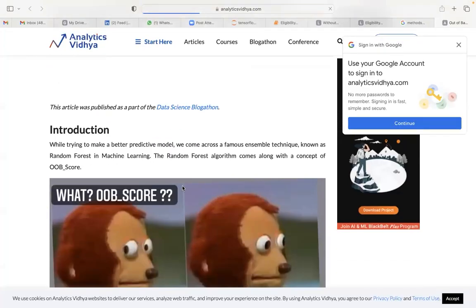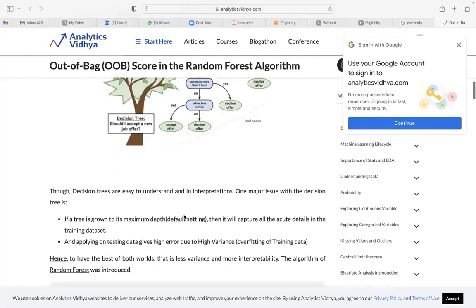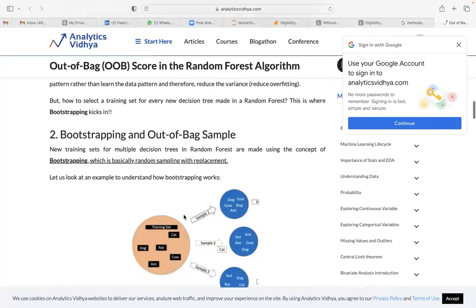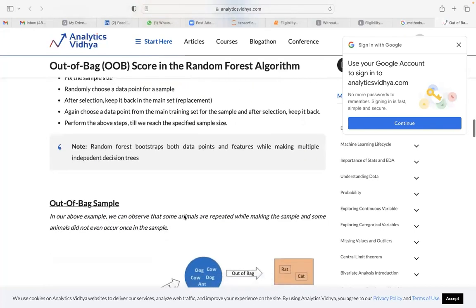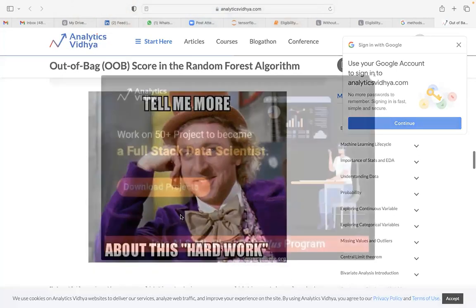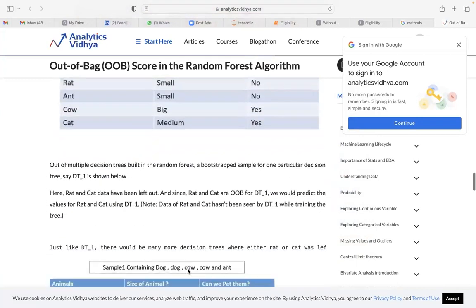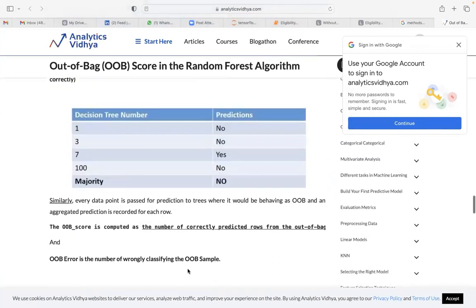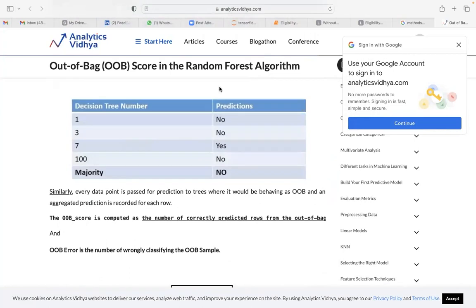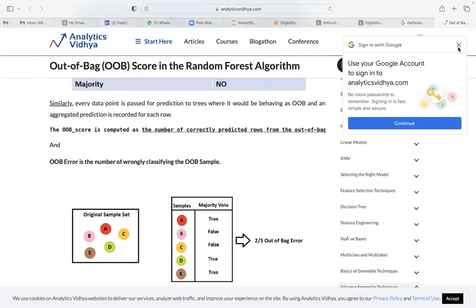Let me check. Bag score looks okay to me. I'll have to look at it in depth and check if it makes sense. Okay, but yeah, the algorithm, you can look at it yourself.